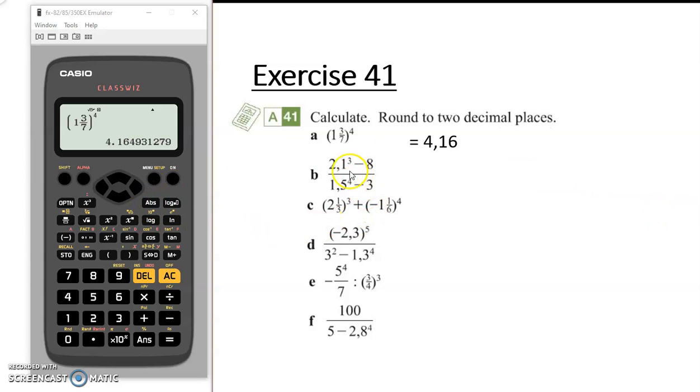Now, exercise B. You find that the whole exercise is in a fraction. So I'm gonna start with a fraction. Push in your numerator 2.1 to the power of 3 minus 8. So 2.1 to the power of 3 minus 8. Push below because I still need to do the denominator, and that's 1.5 to the power of 4 minus.